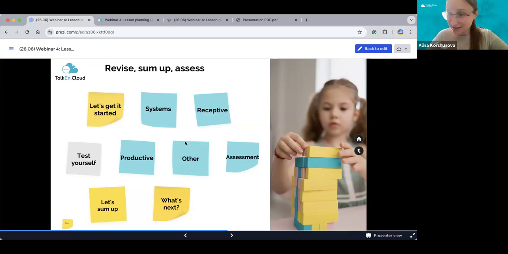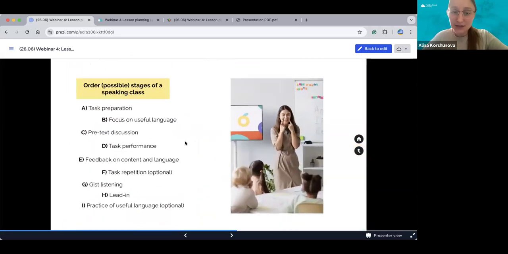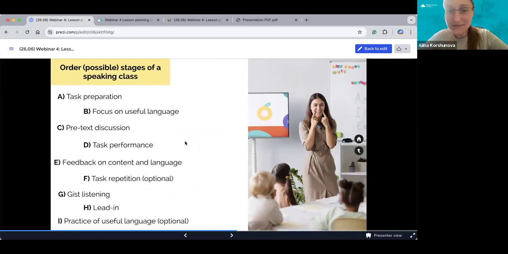So before we discuss the possible stages, I would like you to complete this very short and easy test. These are the possible stages of a speaking class. Try to put them in order. Just give me your answer, the letters in the correct order, in the chat box. Let me check if I have put everything here. Yeah, everything is here. So how would you stage, how would you plan your speaking lesson? Let me give you 2 minutes.